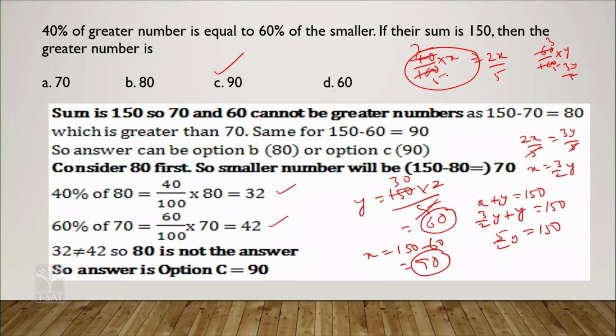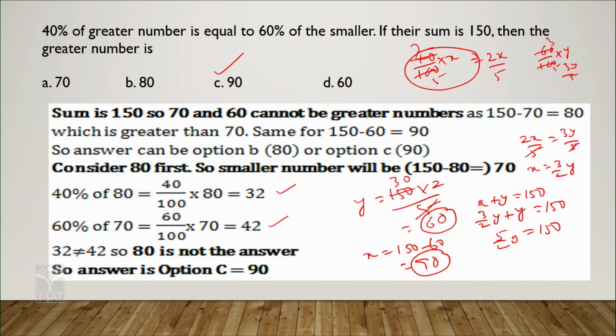Otherwise, you can calculate using x and y. We don't know the greater number, say it is x. 40% of x means simply 40 by 100 of x, which is equal to 2x by 5. And the next one is 60% of the smaller number. We don't know the smaller number, say it's y. 60 by 100 of y is 3y by 5. So here 2x by 5 and 3y by 5 are both equal. So 5 gets cancelled. 2x is equal to 3y, or x is equal to 3 by 2 y.